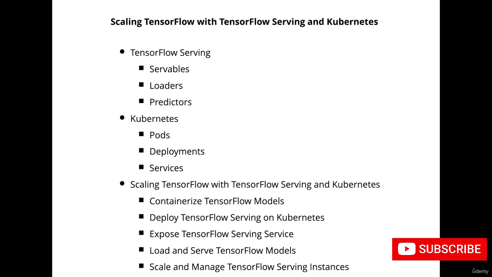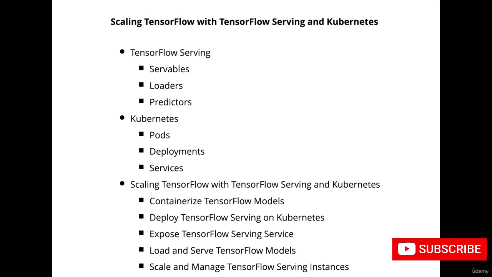Next, expose the TensorFlow Serving service. Expose the TensorFlow Serving service using Kubernetes service objects. Define a service of type LoadBalancer or NodePort to provide external access to the TensorFlow Serving endpoints. Next, load and serve TensorFlow models. Use TensorFlow Serving configuration options to specify the model path and version to serve. Configure TensorFlow Serving to load models from storage, for example Google Cloud Storage or Amazon S3, and serve them over HTTP REST or gRPC endpoints.